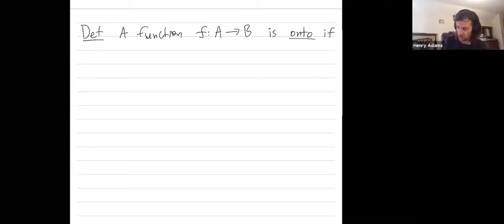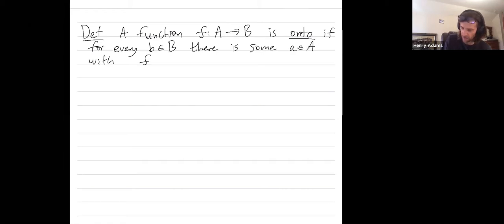And you could write that down. But in math notation, you would write: for every element b in B, there is some input, little a, in set A, so that that input gets mapped to this output b. All right.